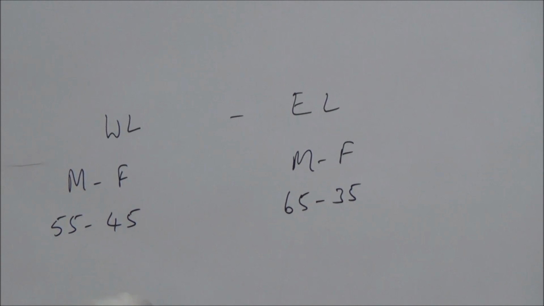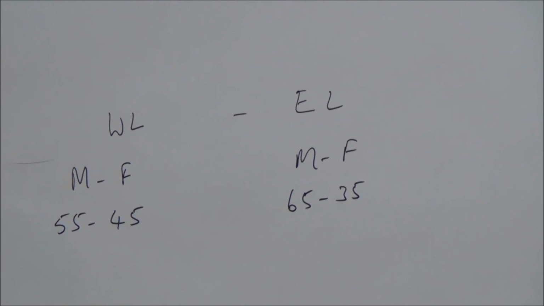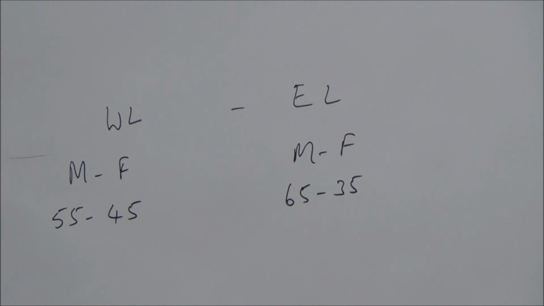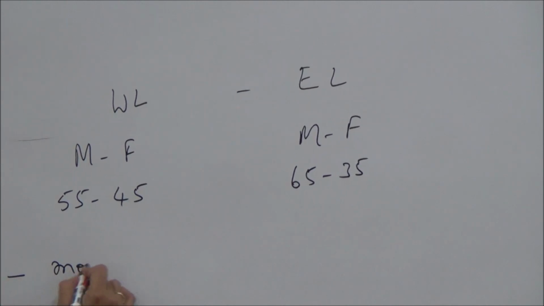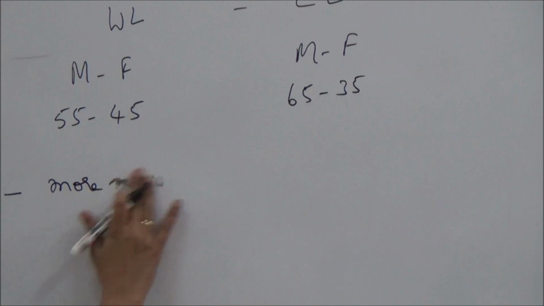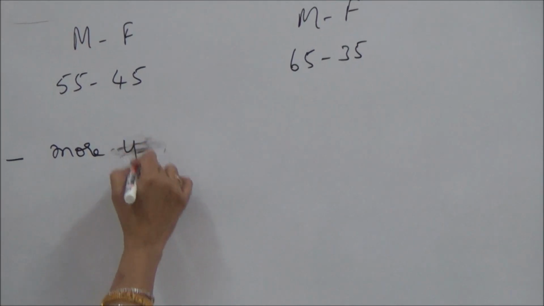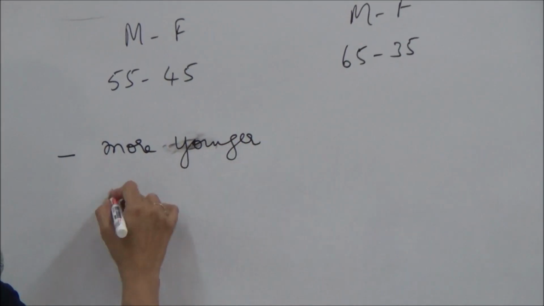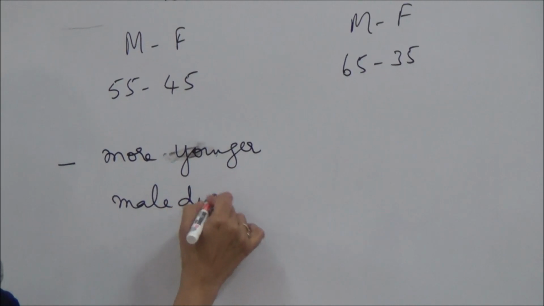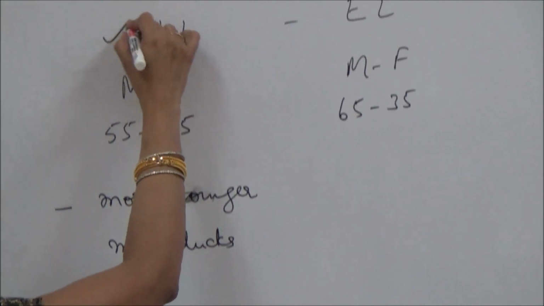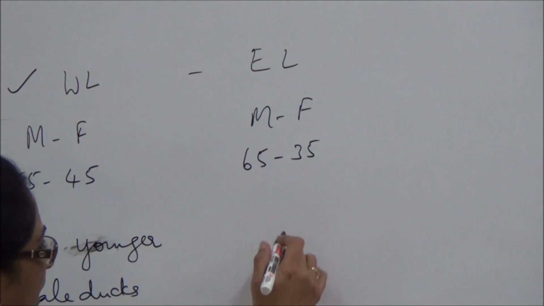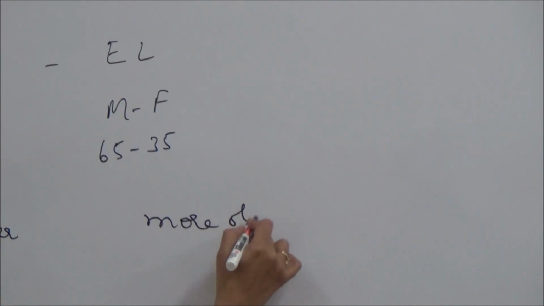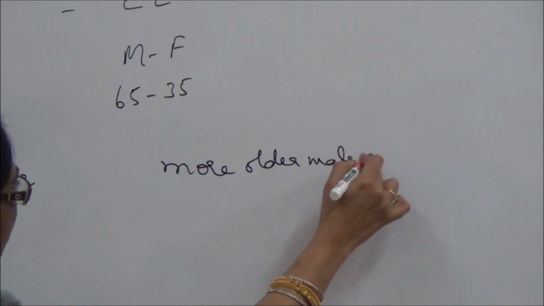Right? And then he goes on and says, among older ducks, the number of males greatly exceeds the number of females. So the first inference we can draw is more younger male ducks. Where do we have this? In the Western Lake. Here, because the disparity is more, then we can say there are more older male ducks.